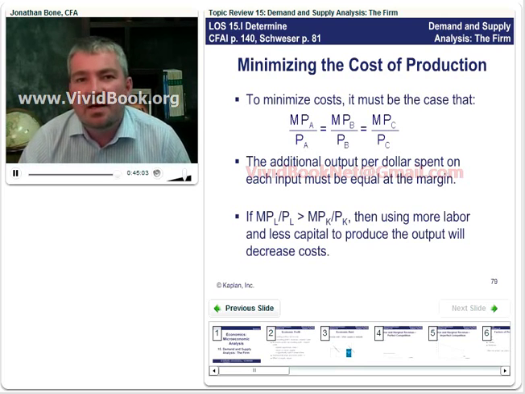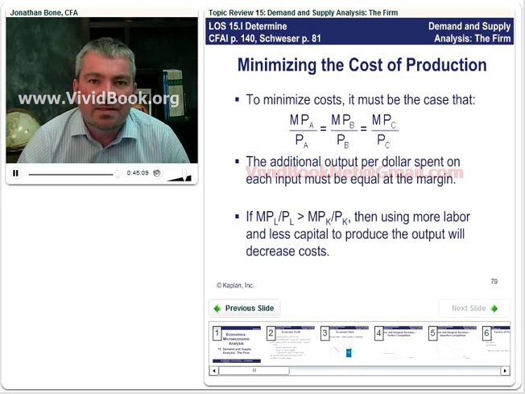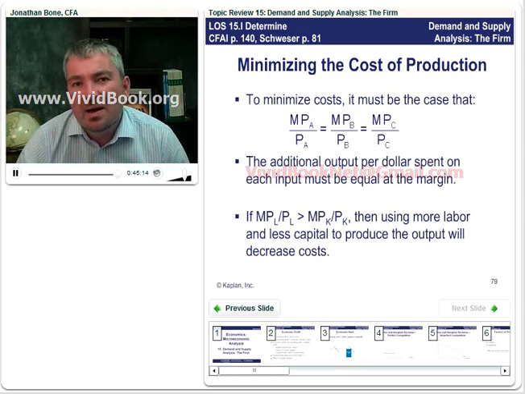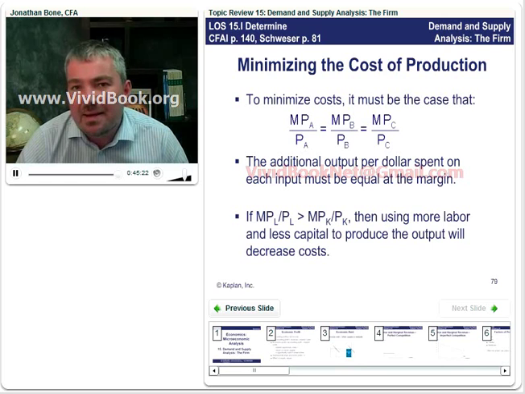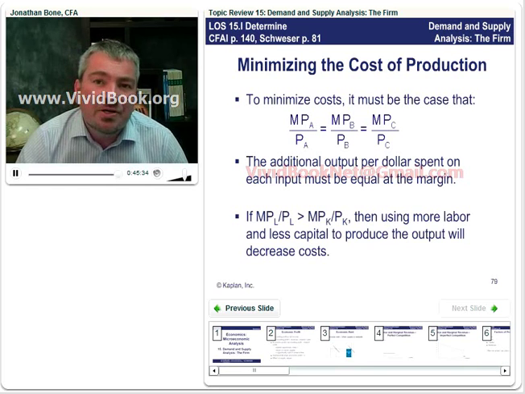Let's think about it in terms of labour and capital. Now, look, we're looking at the marginal product of labour divided by the price of labour, the wage of labour. So we're looking at product per dollar spent. And look, we're looking at the same for capital, marginal product of capital, the additional output, divided by the price of capital. Okay, so what we're simply saying, essentially, is if the rate of return on labour is greater than the rate of return on capital, then we should use more labour.